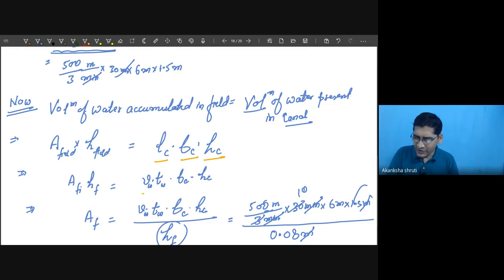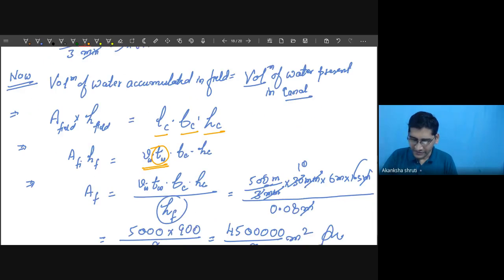This length is calculated by speed of water into the time for the travel of water. Only thing is that you should be cautious about the unit so that the unit gets cancelled. If the time is given in minutes, you shall convert kilometer per hour into per minute. Then substitute the minute so that minute will get cancelled.